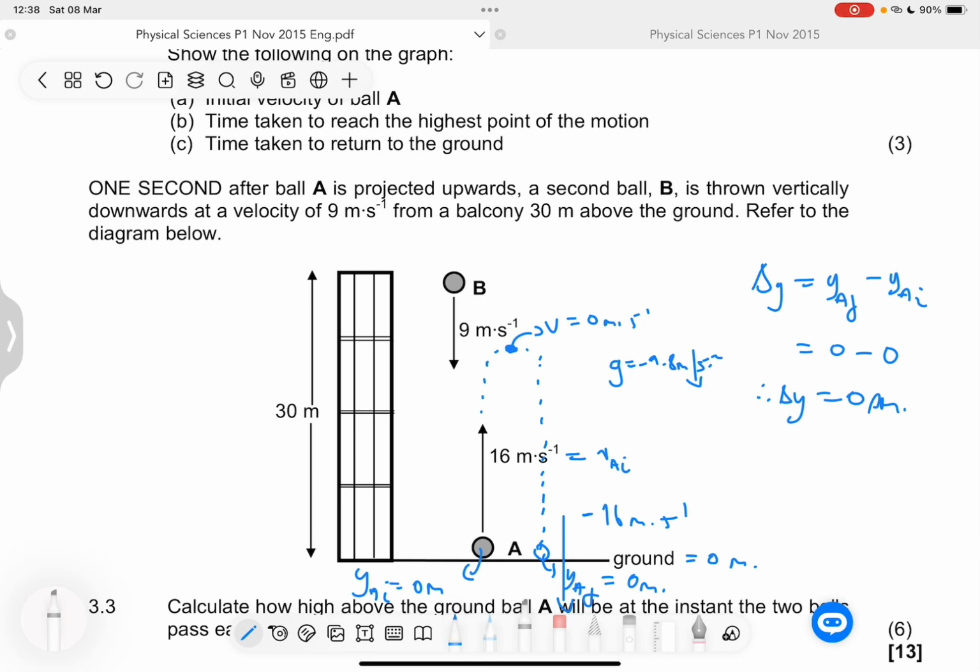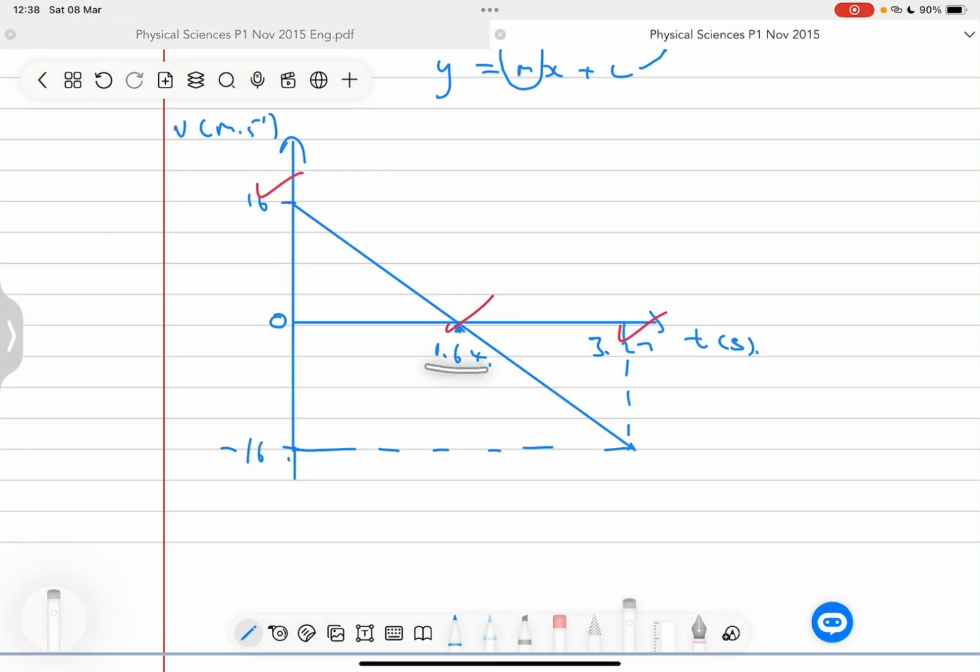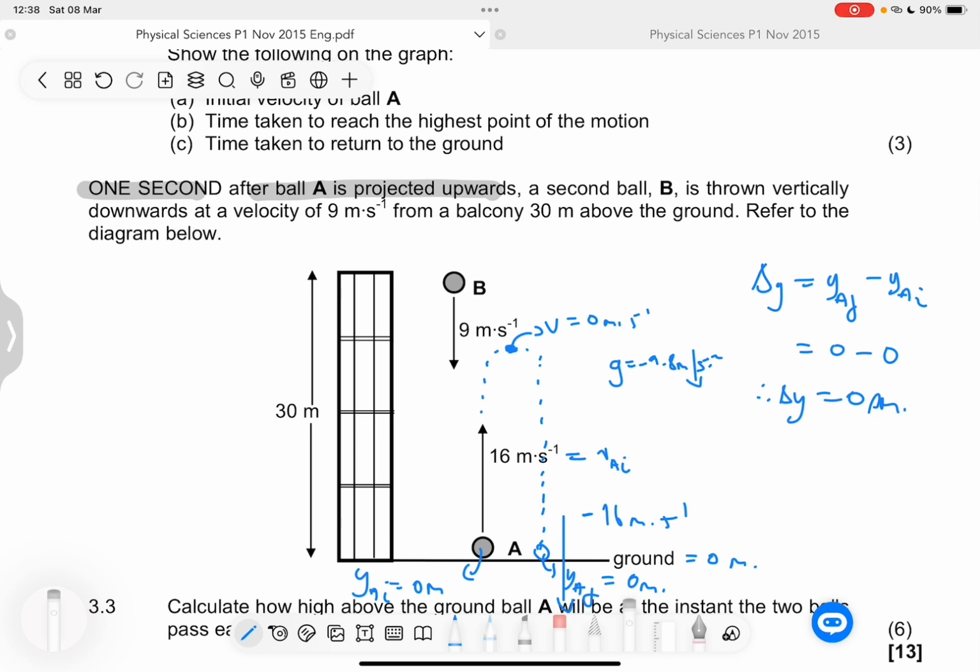They say here, 1 second after ball A is projected upwards. So after 1 second, you see this ball will go up. I think it's somewhere here, because if we look at our graph, we can see that it takes 1.6 seconds to get to the maximum height. It means 1 second would be somewhere here, before we get to the maximum height. So at 1 second, we start projecting the second ball. When this ball is somewhere here, we then start throwing this one.